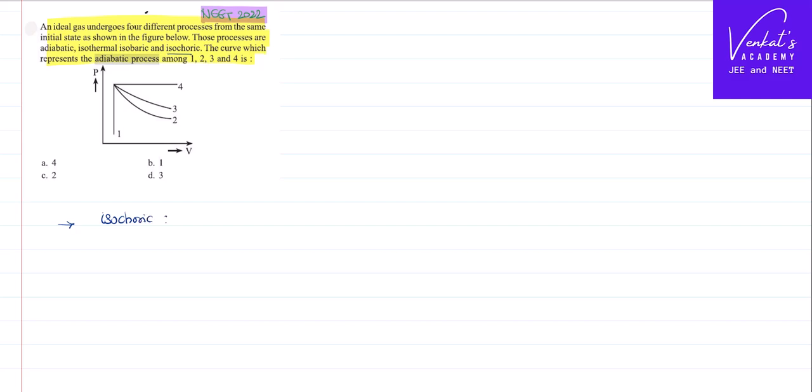Isochoric process is the process in which the volume of the gas or volume of the system is constant. If the volume is constant, being volume is taken on x-axis, it shall not change with respect to x-axis. Among all the graphs, if you see, this is graph 1, whose volume is fixed throughout the journey. Therefore, 1 is the graph that represents isochoric.